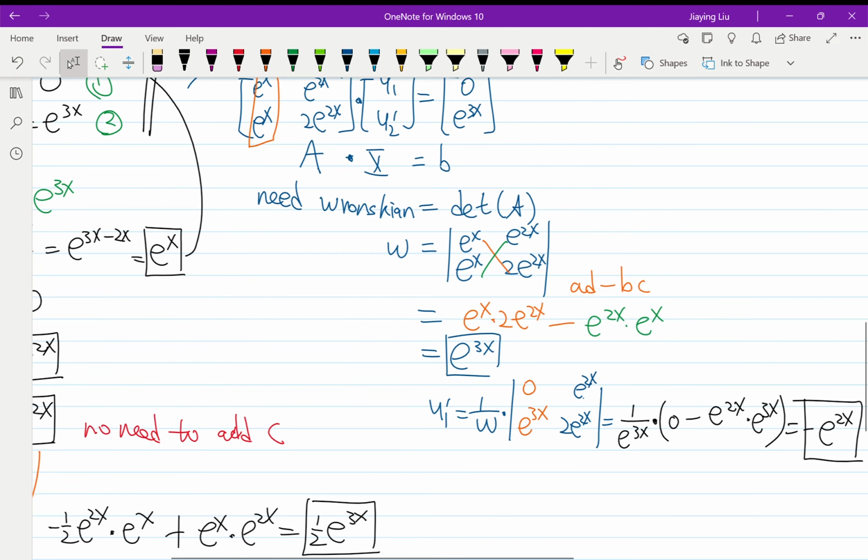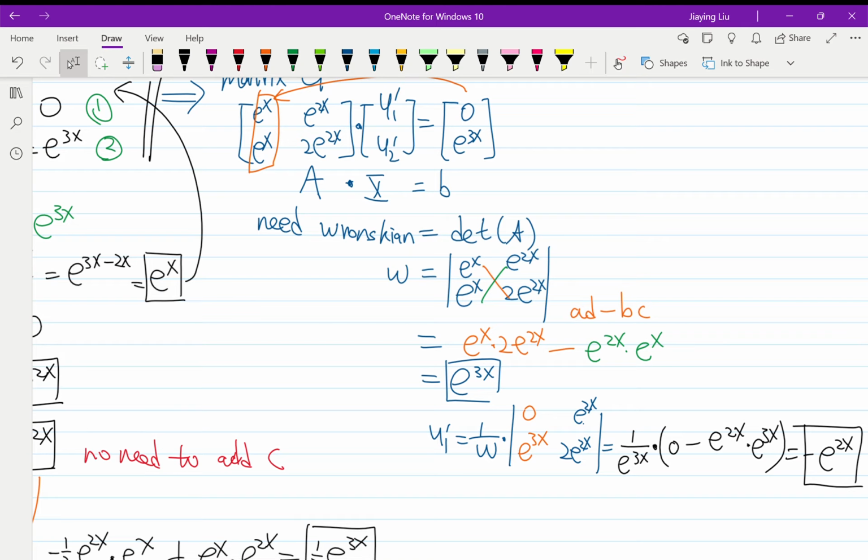So that's to find the u1 prime. Any questions? I know that if you haven't seen this before, it could be confusing, but just keep in mind that if you try to use the determinant to solve for the variables, this is basically the formula right here. And if you want to use the formula, you have to know what the denominator is, which is defined by the determinant of the coefficient matrix.